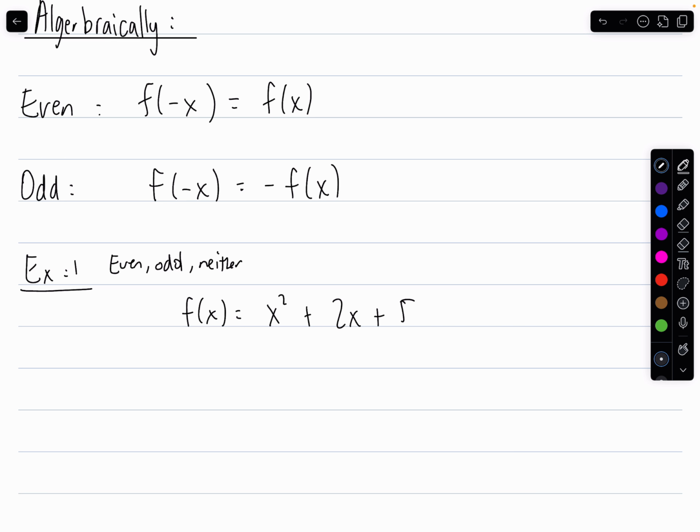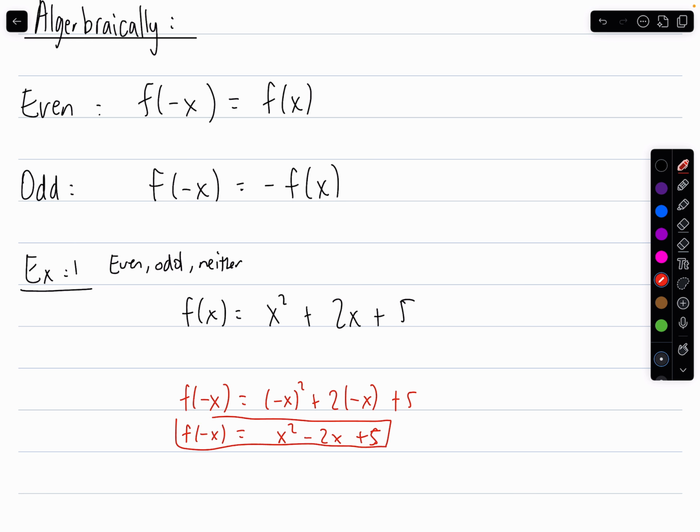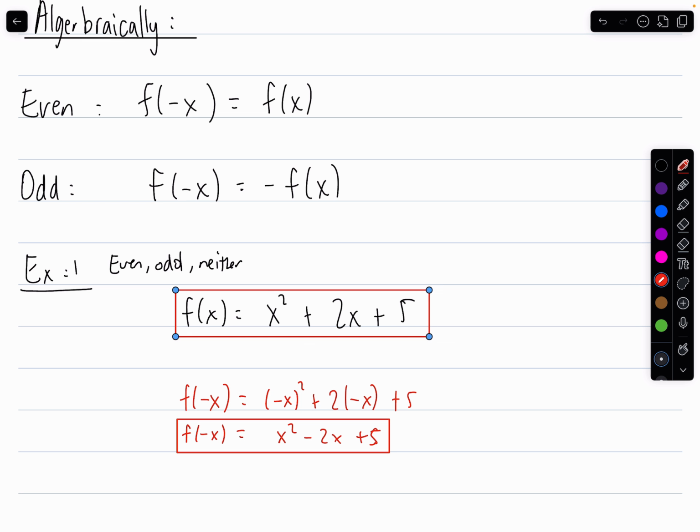So what I would do first is I always get the f of negative x, right? Because that's the one that's for both functions. So I'll go f of negative x, and I'll actually plug it in. So negative x squared plus 2 times negative x plus 5. Negative x squared is x squared minus 2x plus 5. And then I'll compare this f of negative x to my original function. And I'll ask myself, are these the same? Are they the same, yes or no? So as you can tell, these are not the same. Therefore, we know it's not even.